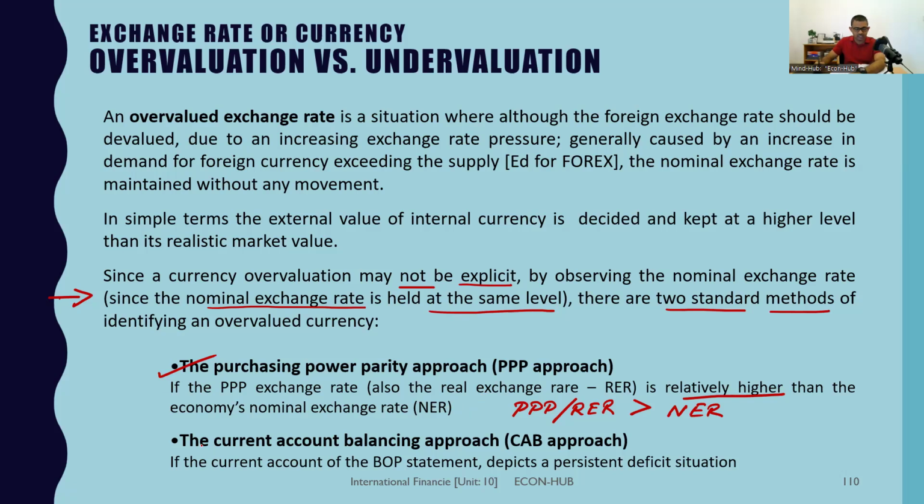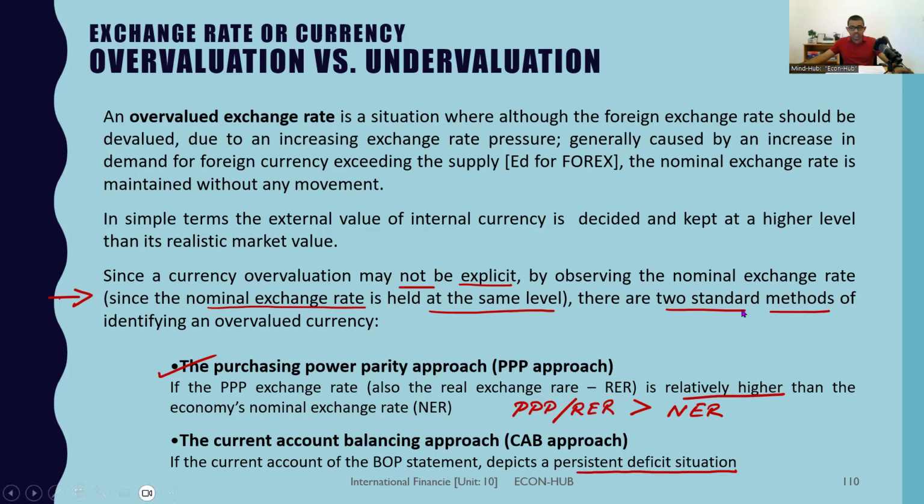CAB is current account balance, the current account balancing approach. Here what we are saying is, if the current account is having persistent deficit situations, if the current account is always in deficit continuously, that's another good indication that the currency of that country is overvalued. The realistic value should be lesser, but we are artificially keeping it at a higher level.